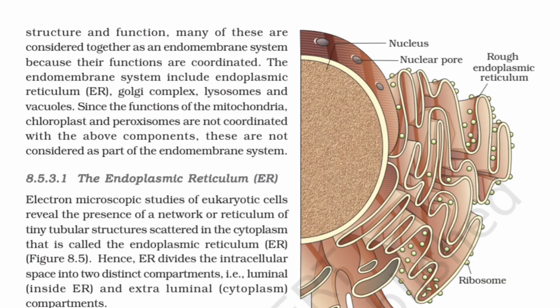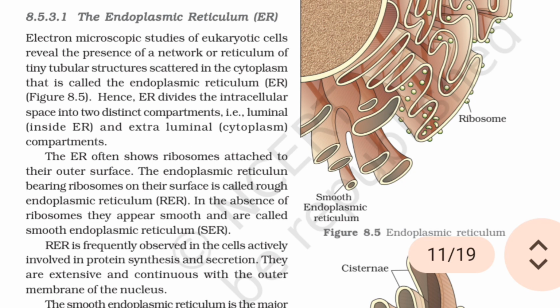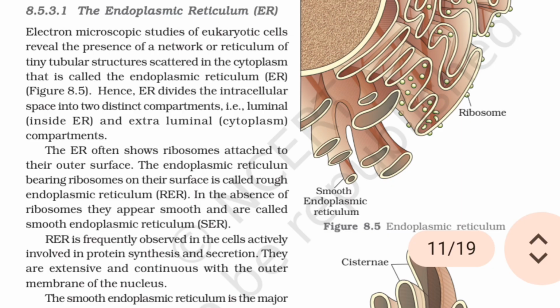The endoplasmic reticulum. Electron microscopic studies of eukaryotic cells reveal the presence of a network or reticulum of tiny tubular structures scattered in the cytoplasm that is called the endoplasmic reticulum. The endoplasmic reticulum divides the intracellular space into two distinct compartments: luminal, inside the endoplasmic reticulum, and extraluminal, the cytoplasm. The endoplasmic reticulum often shows ribosomes attached to its outer surface. The endoplasmic reticulum bearing ribosomes on its surface is called rough endoplasmic reticulum. In the absence of ribosomes, it appears smooth and is called smooth endoplasmic reticulum.